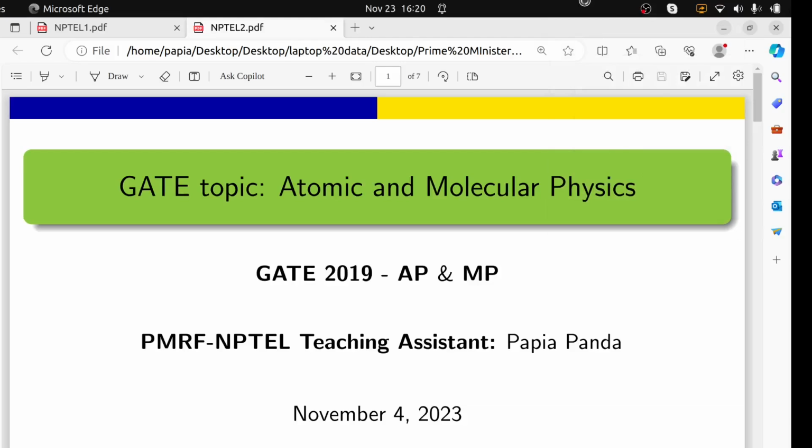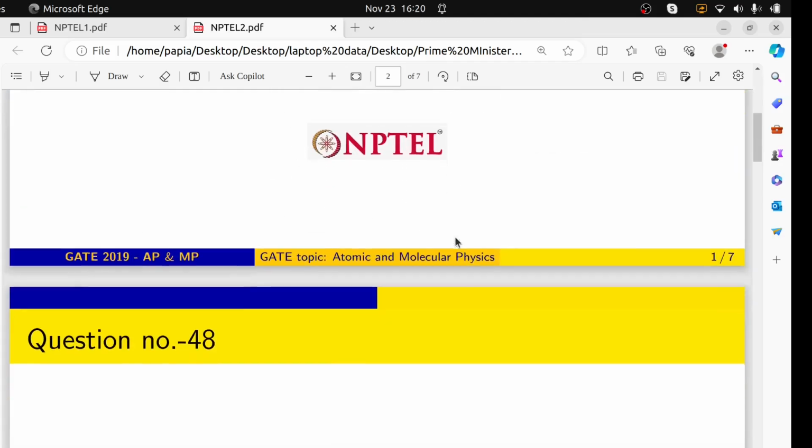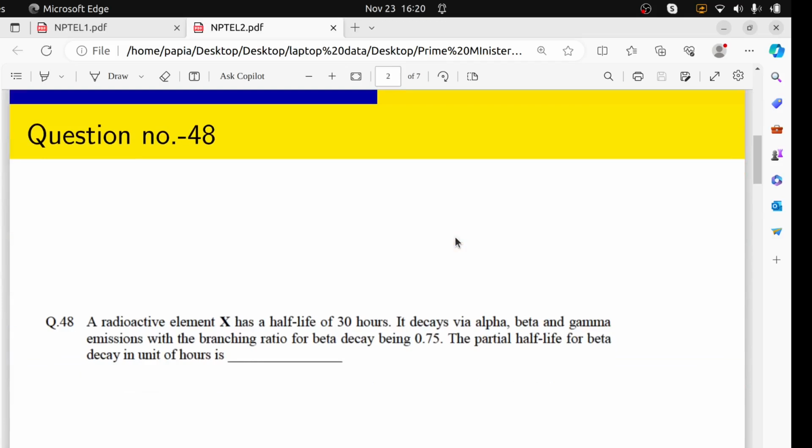This is the question for the topic of atomic and molecular physics, and the question is from GATE 2019 physics question paper. The question number is 48. The question is, a radioactive element X has a half-life of 30 hours. It decays via alpha, beta and gamma emissions with the branching ratio for beta decay being 0.75. The partial half-life for beta decay in unit of hours is how much?